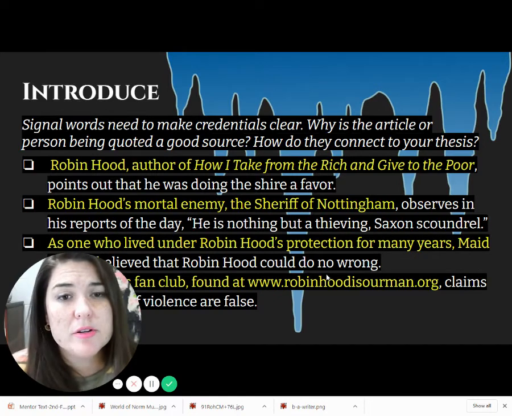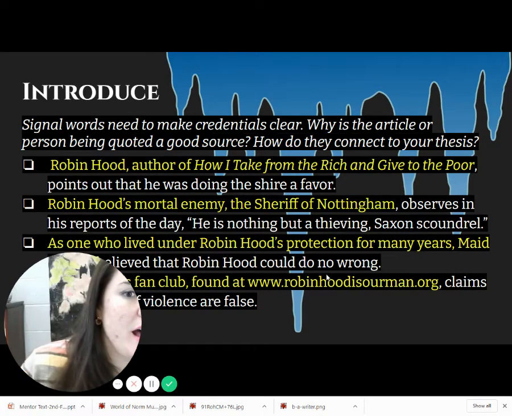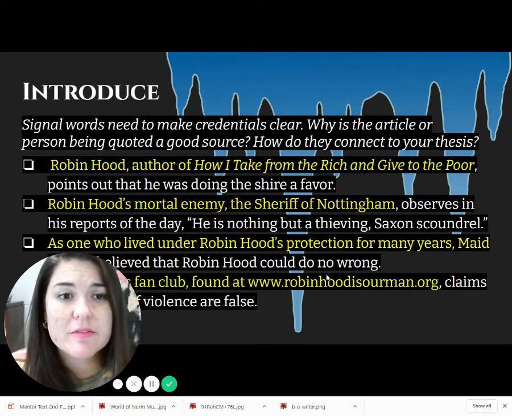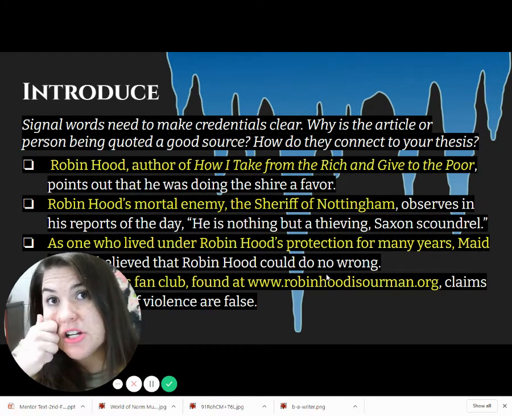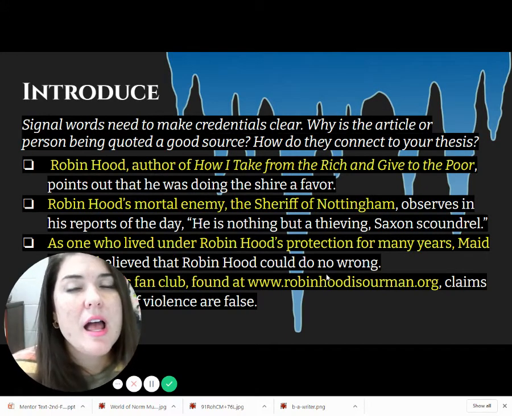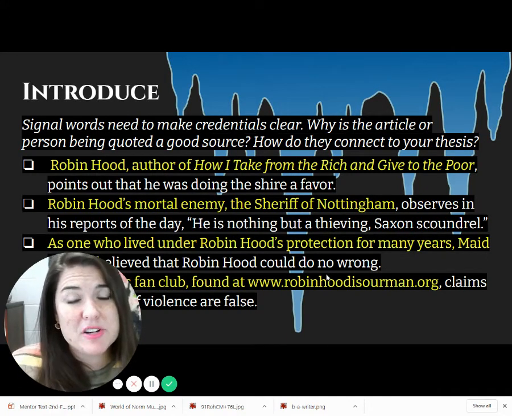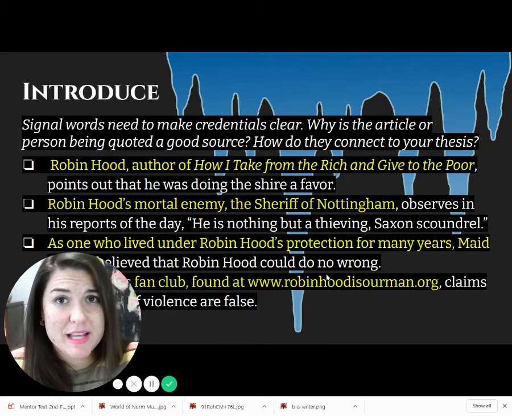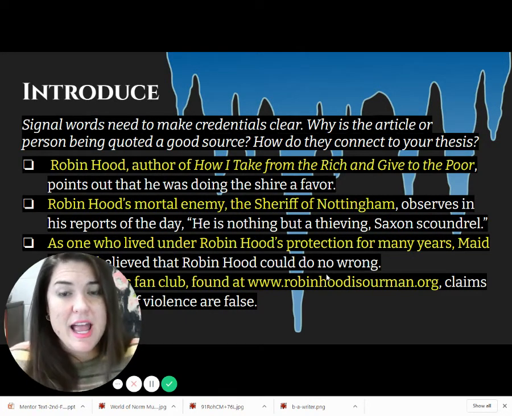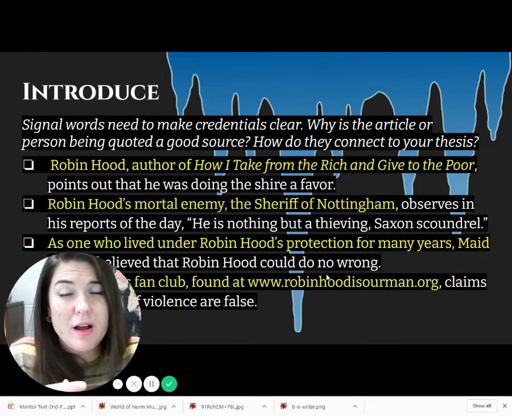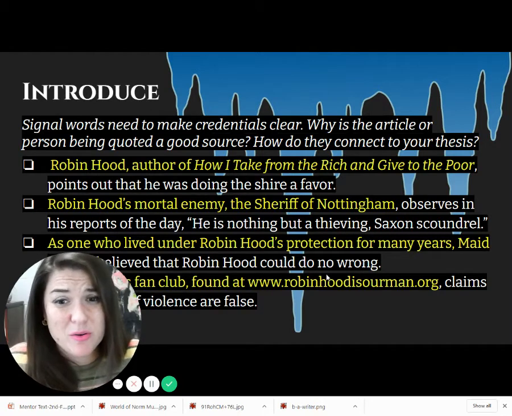For instance, Robin Hood, author of How I Take from the Rich and Give to the Poor, points out that he was doing the shire a favor. Now, there's not a direct quotation here. It's a paraphrase. He points out that he was doing the shire a favor, but he still said it. So we have to make sure that when we quoted this in our article, we told that Robin Hood was the person who said that, even though it's a paraphrase. And since we introduced it by saying Robin Hood, then we told why he's good enough to even quote. Author of How I Take from the Rich and Give to the Poor.